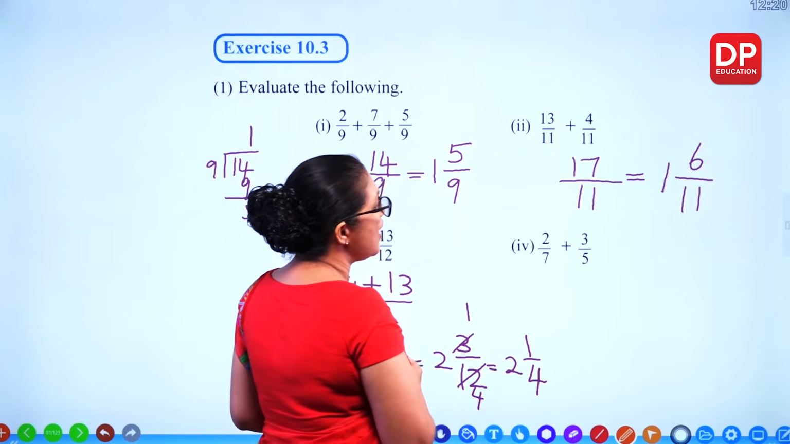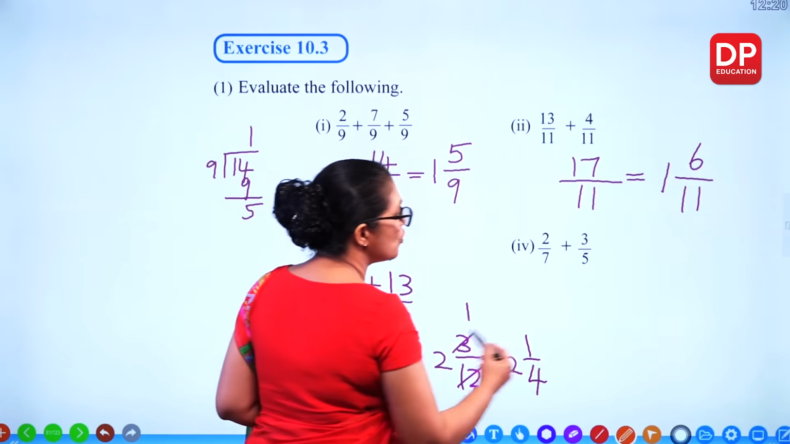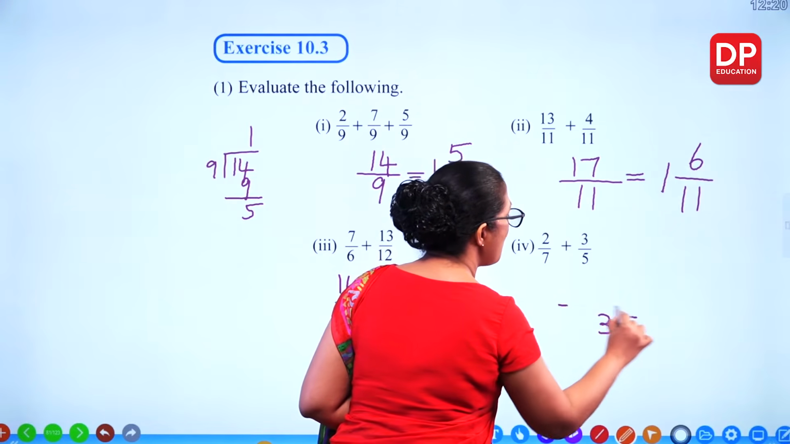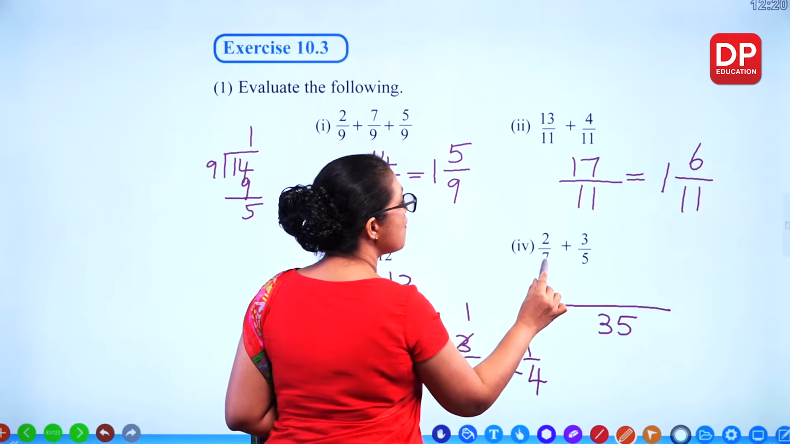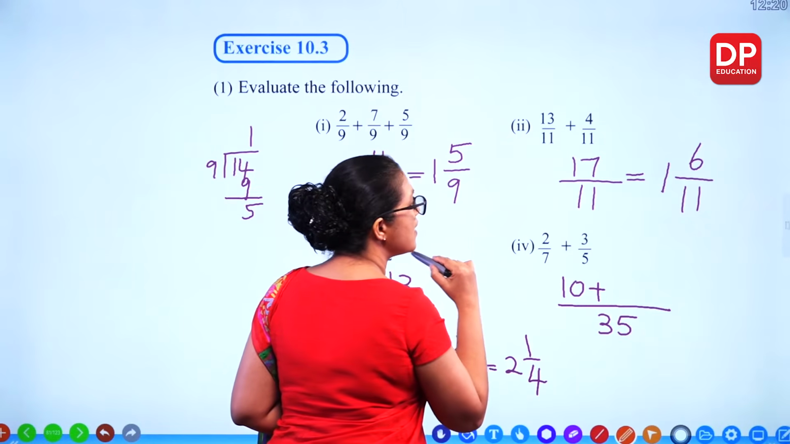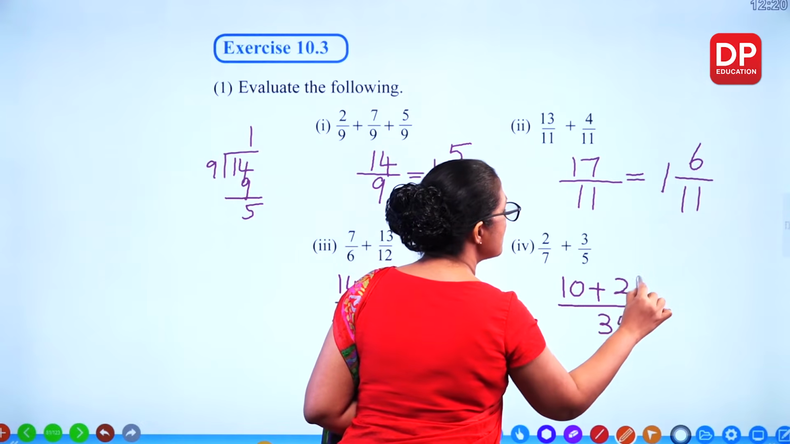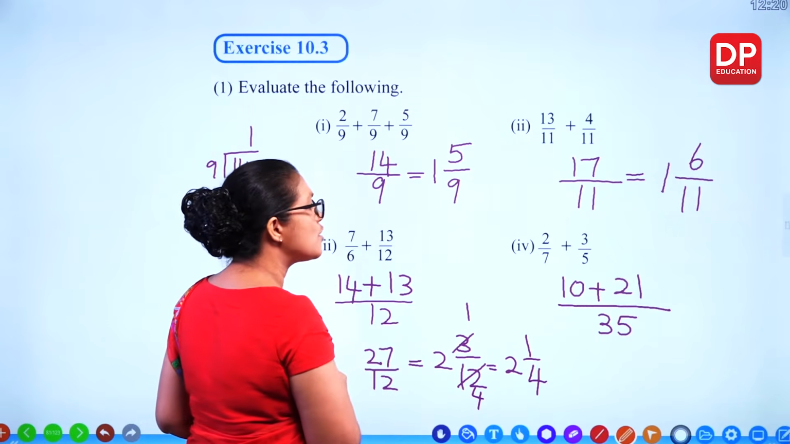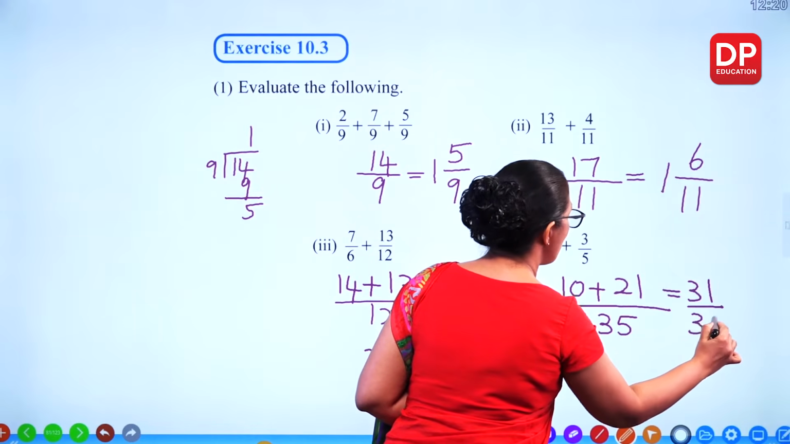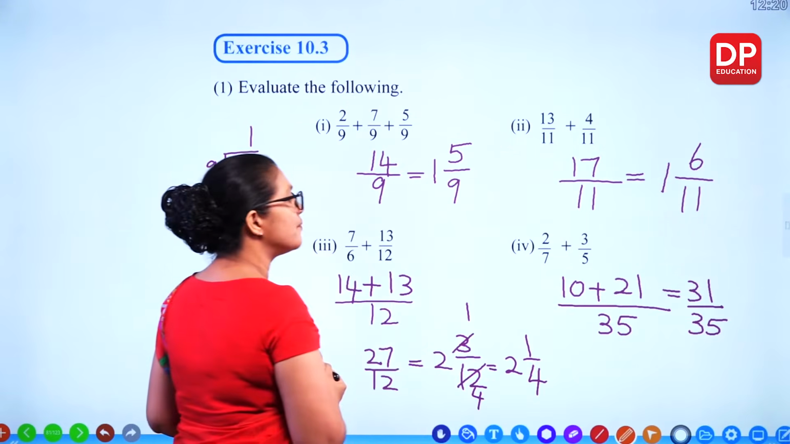This one, 7 and 5 in the denominator. So you have to convert to the same thing. 35 is the common denominator. So multiply by 5. 5 times 2, 10. Here multiply by 7. 7 times 3, 21. Now 10 and 21, you get 31 out of 35.